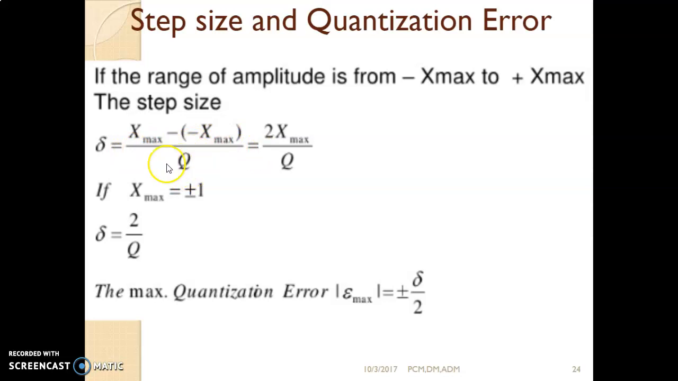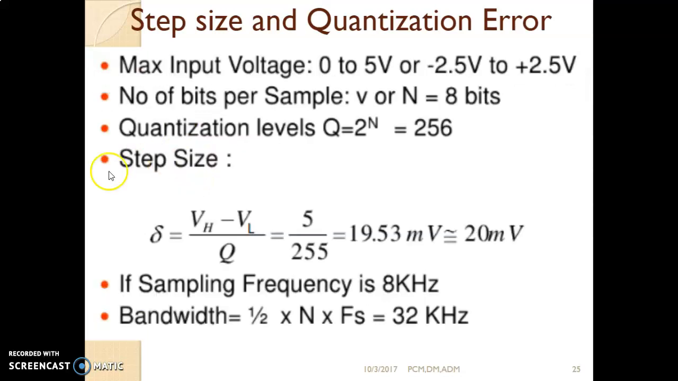In some books, it is also written as divided by 2 raised to n minus 1. So if we have 256 quantization levels, then the denominator will be 255, because we are starting from 0 to 255. So that is the number of quantization levels.